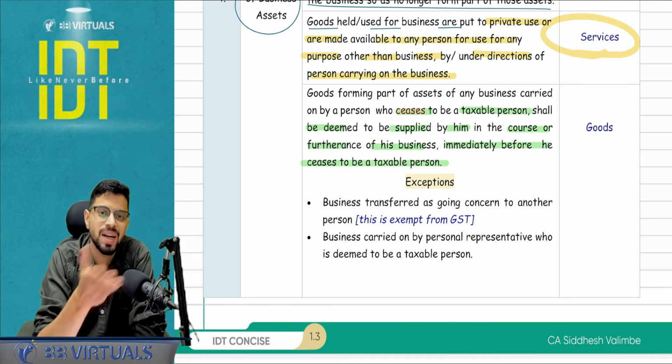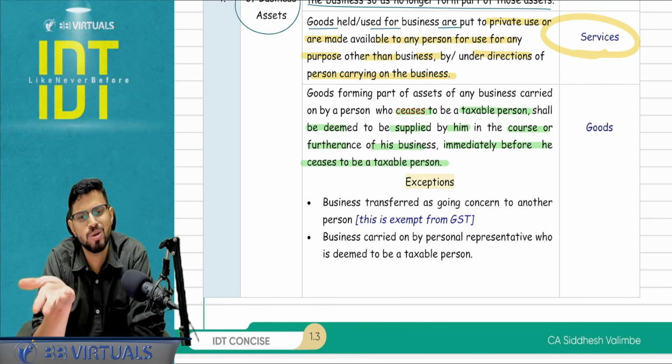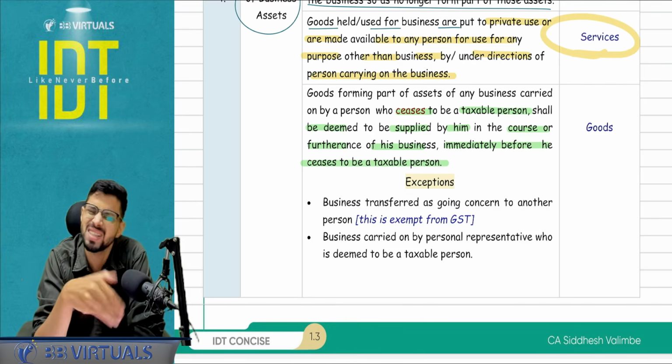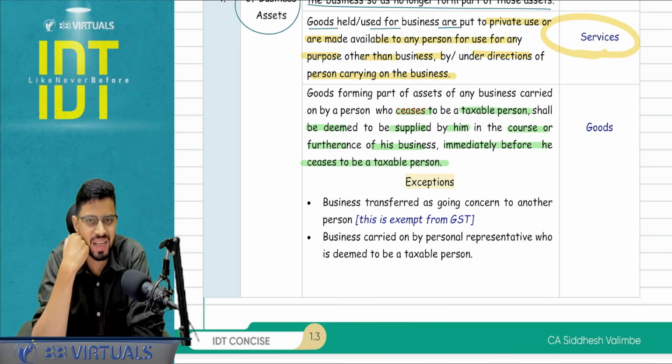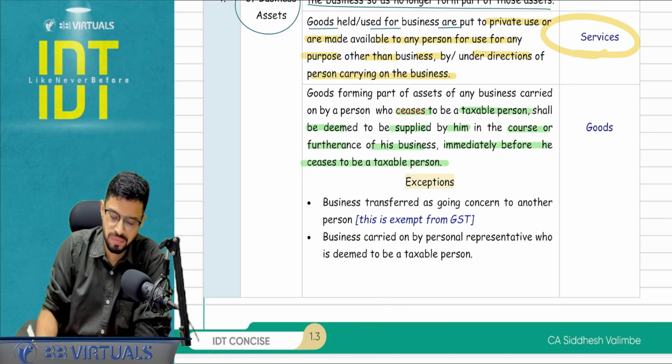Then that will be considered as goods or services. Sir, obviously goods. Why is there a need to tell this? This is just clarification, more of a clarificatory in nature. It is goods.